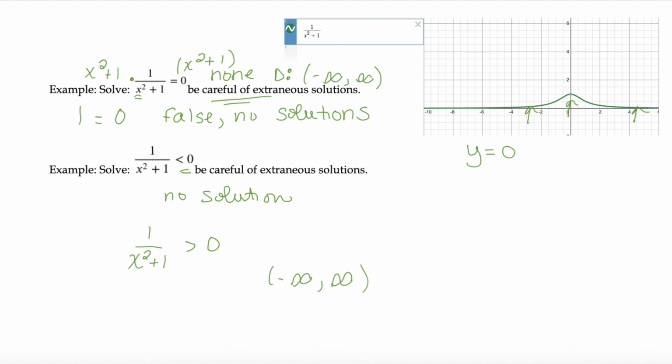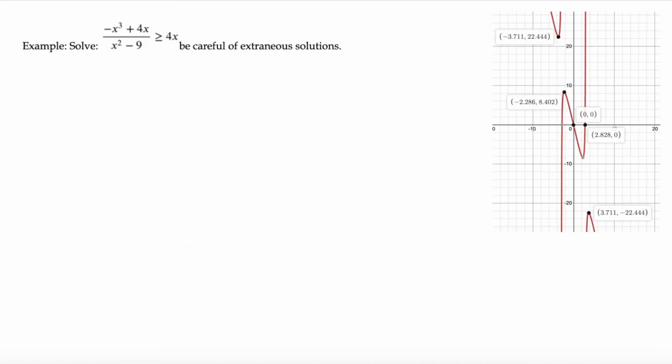Let's look at one more example. Here I have negative x cubed plus 4x over x squared minus 9 is greater than or equal to 4x. So this time I don't have the equal sign. However, we are also solving at the same time as we are utilizing the inequality piece. So regardless, we want to be careful of extraneous solutions.